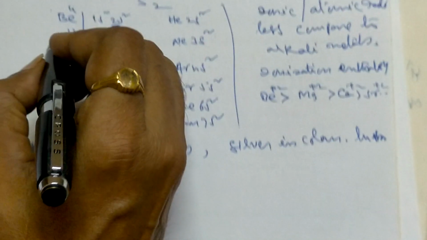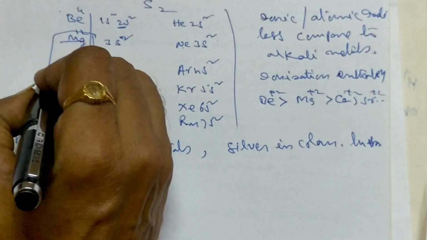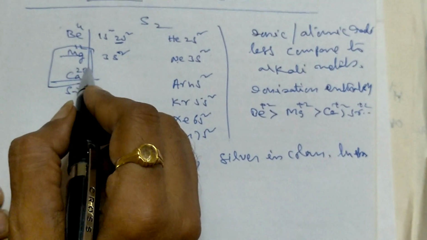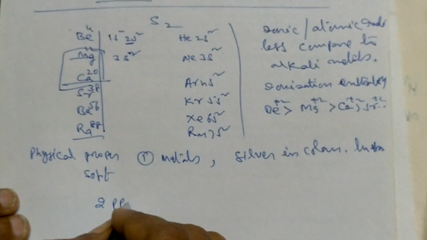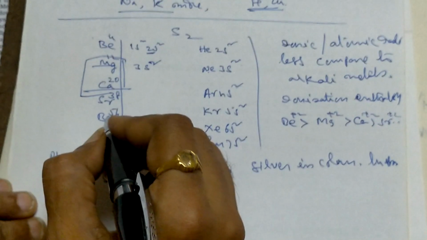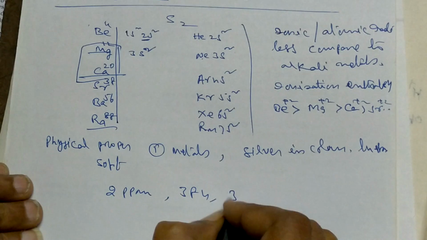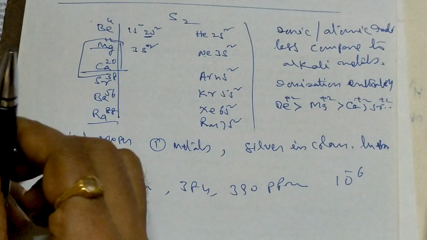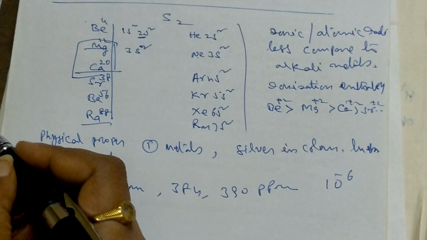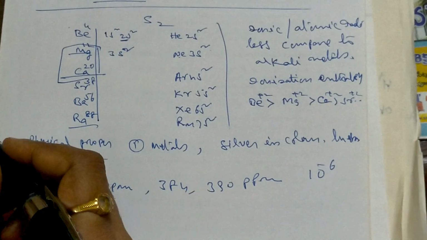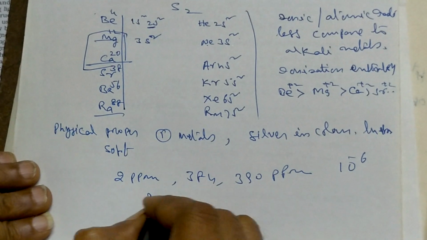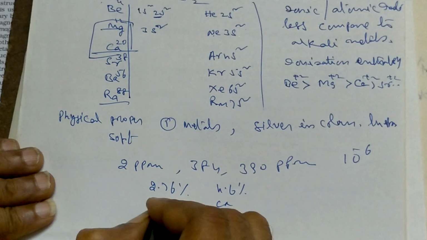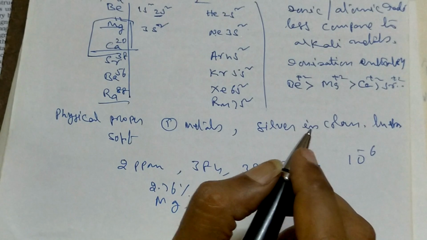In the earth, magnesium and calcium are the two most important and widely available. Beryllium does not occur that much, about 2 ppm in the earth crust. Strontium and barium are some 384 ppm and 390 ppm. Radium is 10 to the power of minus 6 or much lower. Whereas magnesium and calcium are highly required and also available in the earth crust: some 2.76% is magnesium and 4.6% is calcium.